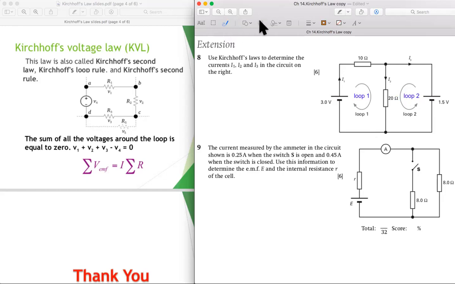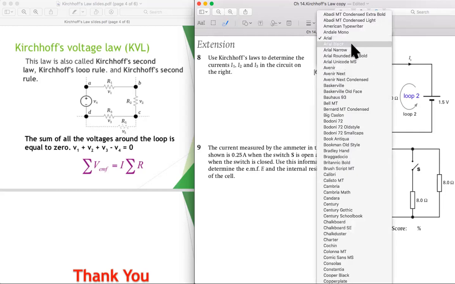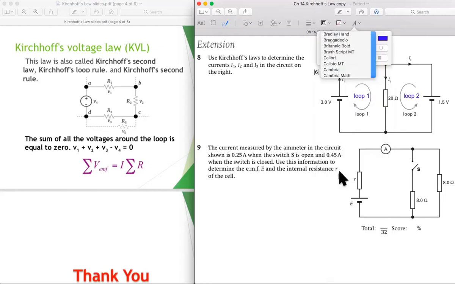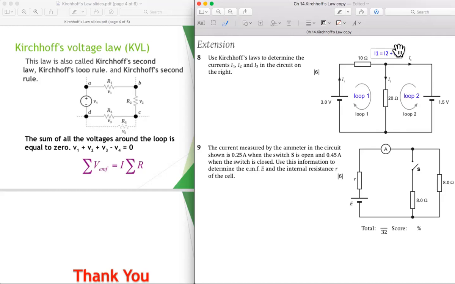So from this junction, we can say I1 equals I2 plus I3. On this junction, I1 is entering, and I2 and I3 are leaving.